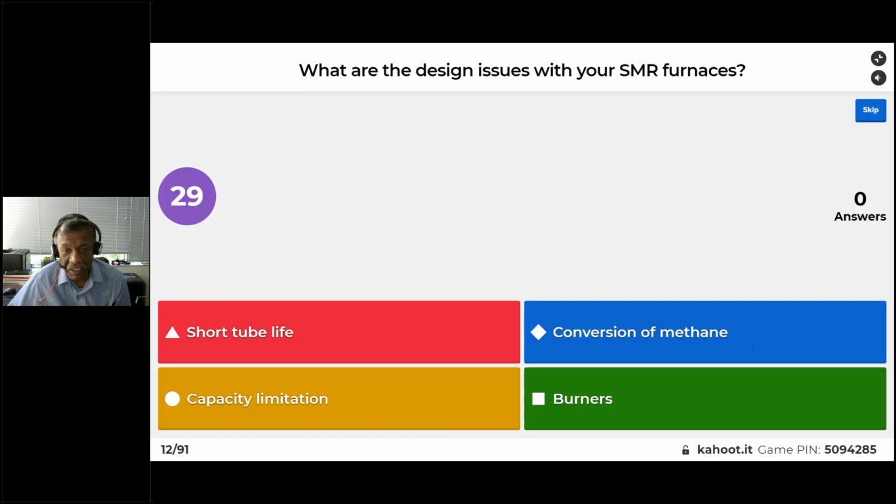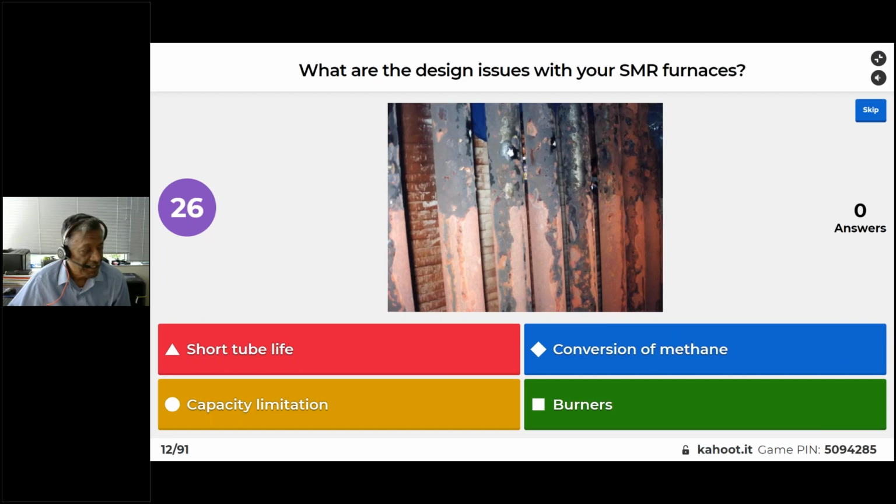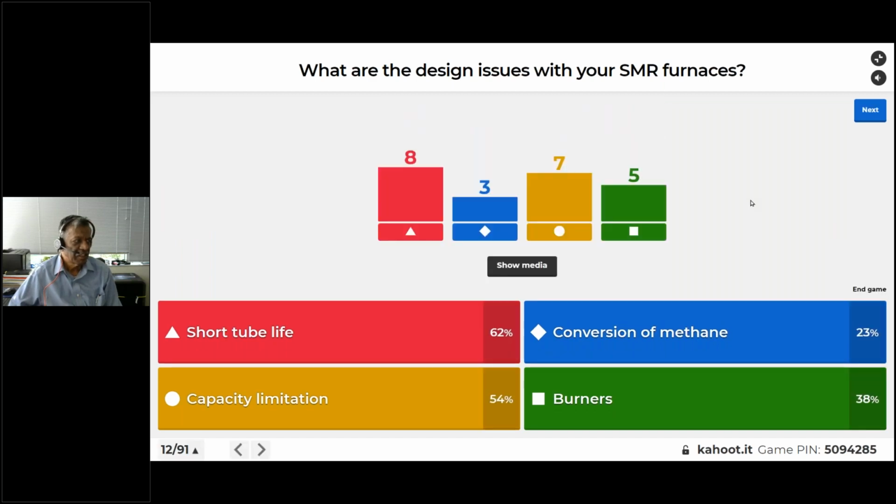You can also talk about the design issues. If you have any design issues, like you are having short tube life, you are having methane slip, you are limited on capacity, or if you are having problems with the burners. So it's basically the majority of the people are worried about short tube life, capacity limitations, methane slip, and burners. Some of the major design issues with the steam methane reforming furnaces.